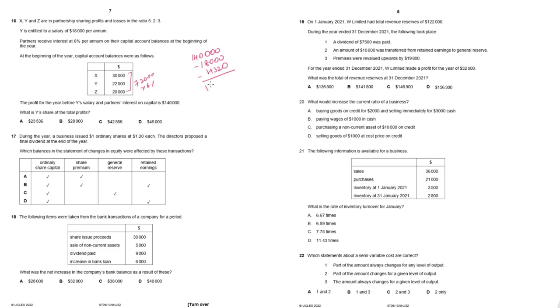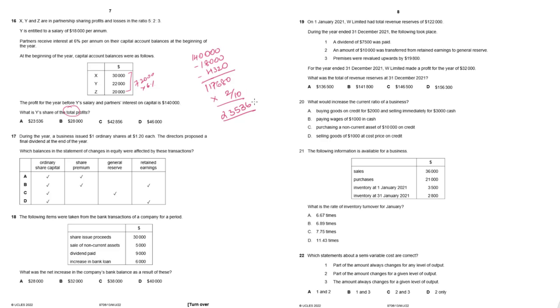So 118,680. On this, Y's share will be 2 by 10. Sorry, this is 117,680. On this, 2 by 10, so 23,536. Now the question is Y's share of the total profits.